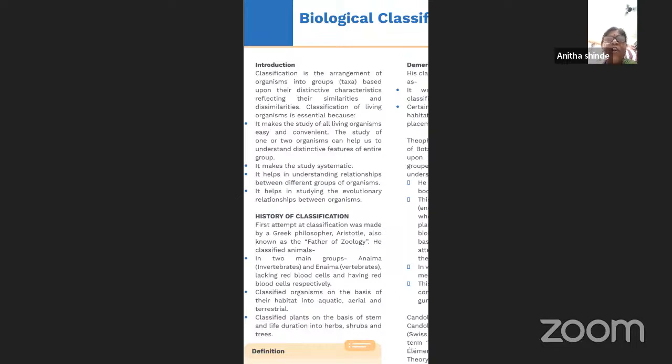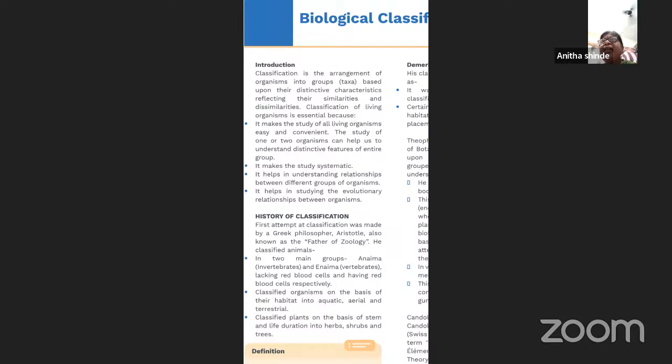One is it makes the study of living organisms very easy and convenient. We can easily understand which particular animal belongs to which phylum, or which particular plant belongs to which taxa. So the study of one or two organisms can help us understand the distinctive characters of the entire group. If you study the characteristic features of a particular phylum, you can easily understand the whole phylum, not just one or two examples. So that is the concept of classification.